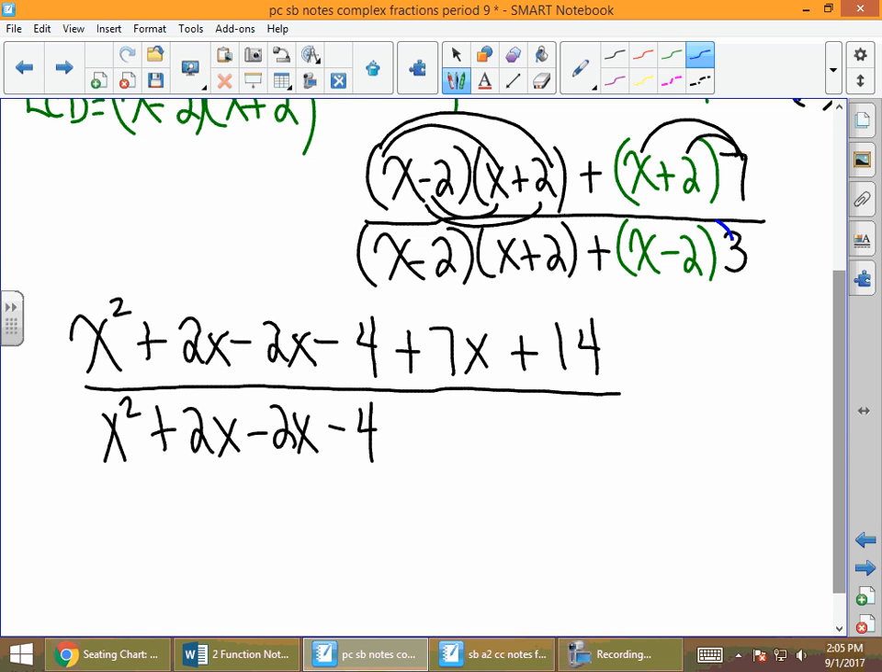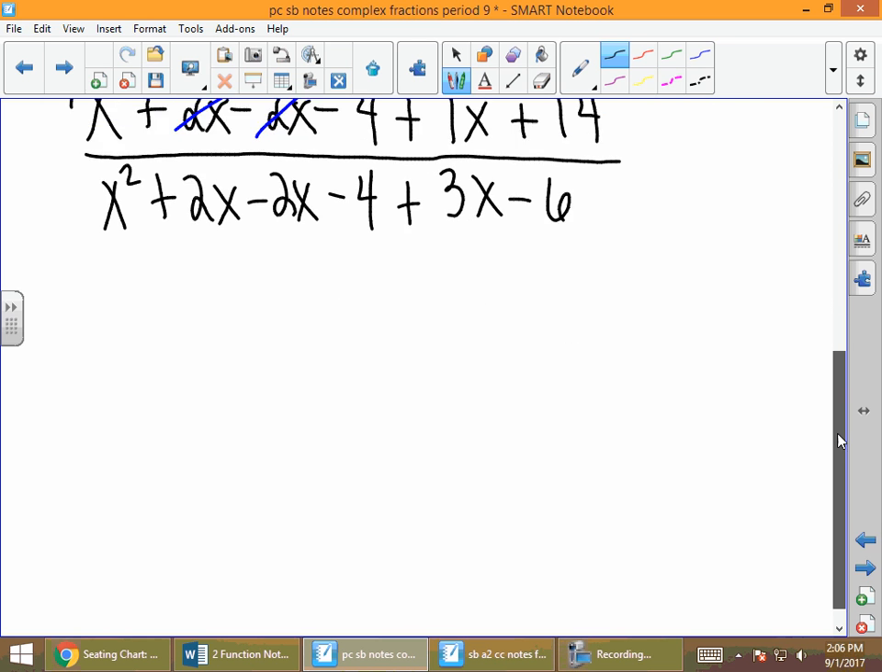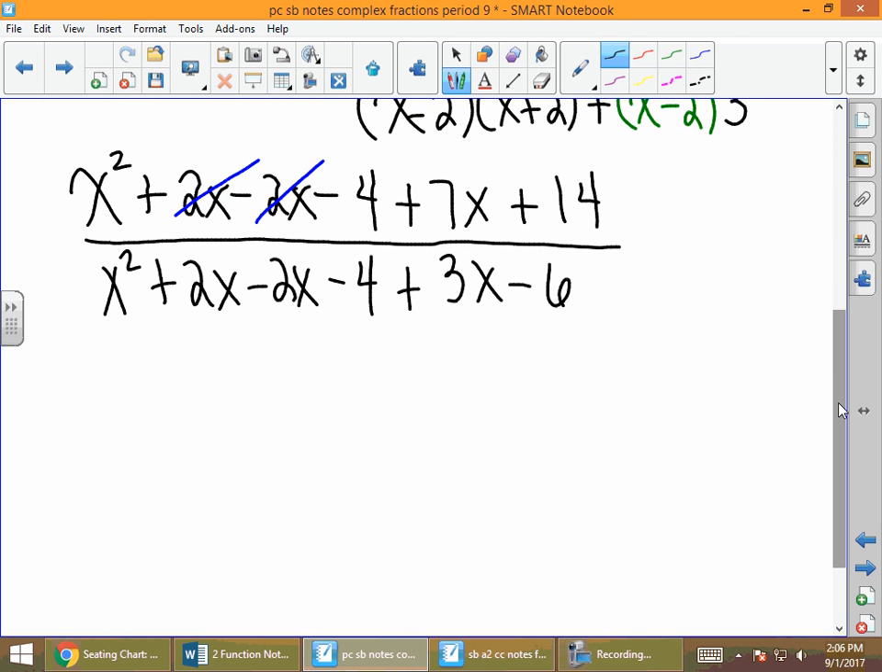And to the far right, we're going to distribute plus 3x minus 6. So we look at this, and we need to combine like terms. But the nice part is we've got 2x minus 2x. And when we simplify up there, there's nothing like with the x squared. 2x's cancel out. Then we have plus 7x and negative 4 plus 14 is plus 10.